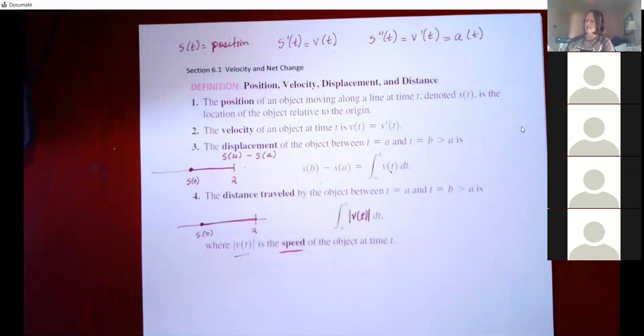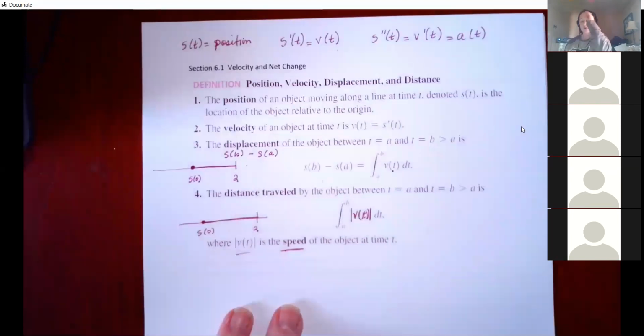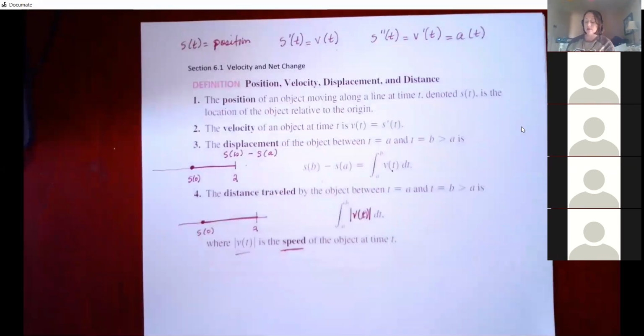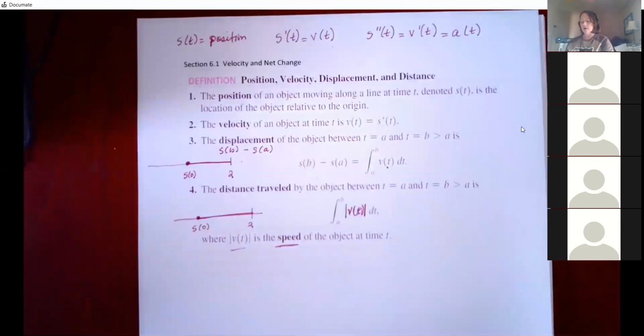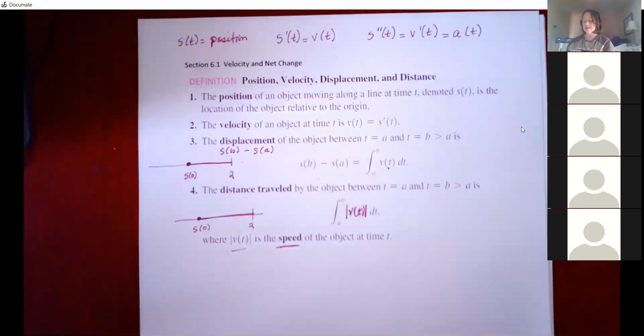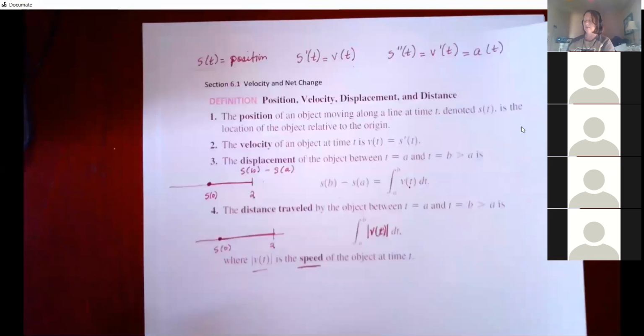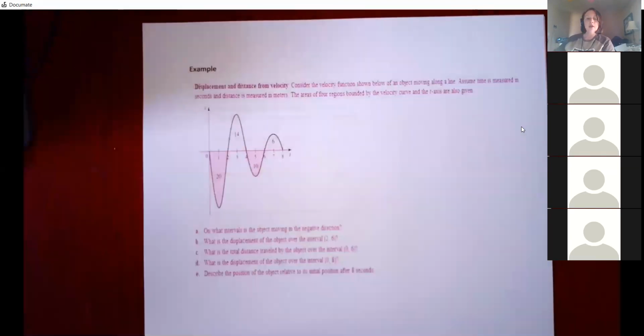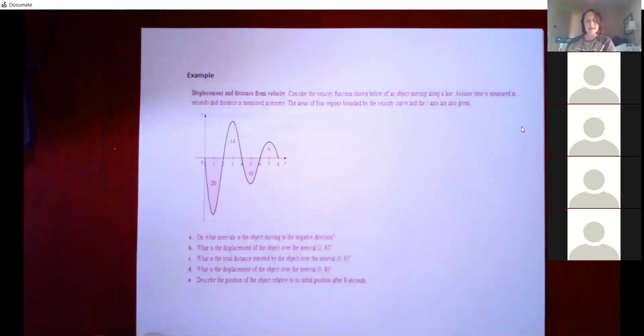All right. While velocity can be negative, speed cannot. So this is all in the definition part of your text in section 6.1. So if you don't have these printed off or copied down, you still have access to this exact box in your textbook. So let's look at an example.